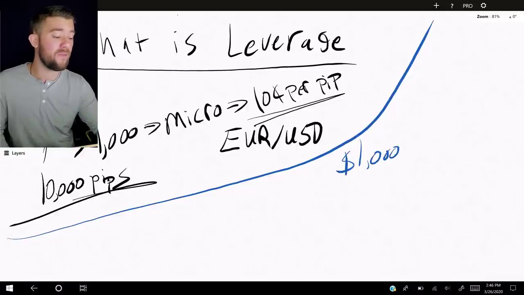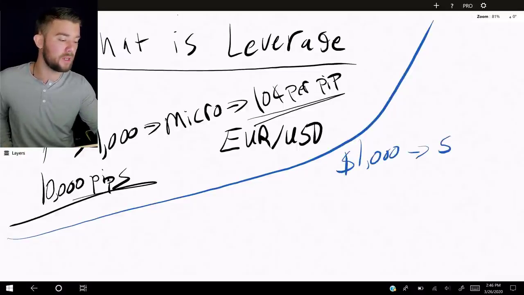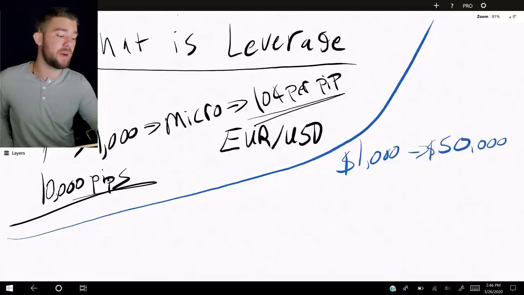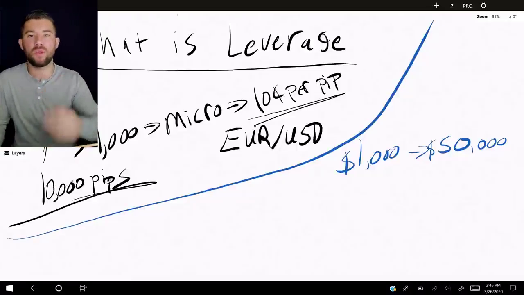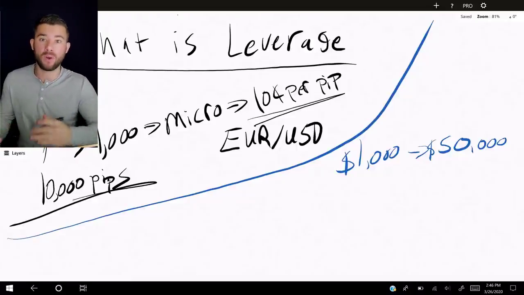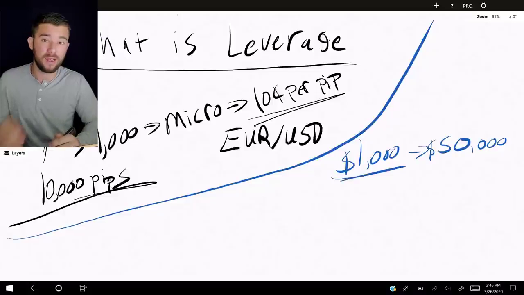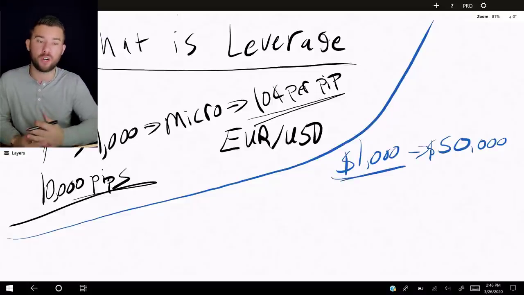$1,000 account with a 50 to 1 leverage, which means you have $50,000 in buying power. Now, here's what you need to understand. The brokerage is not going to let you lose 50 grand. Before you lose the 1 grand that you have, they are going to do something called margin call.